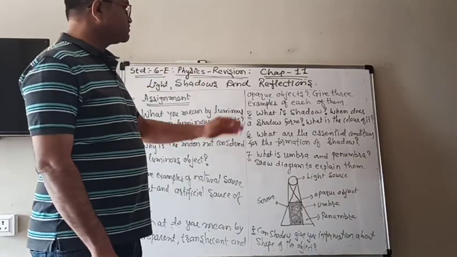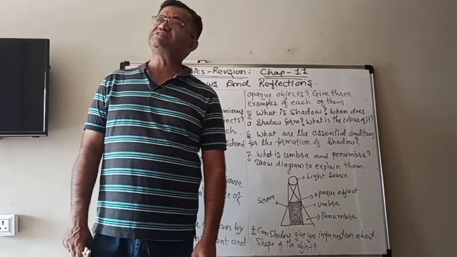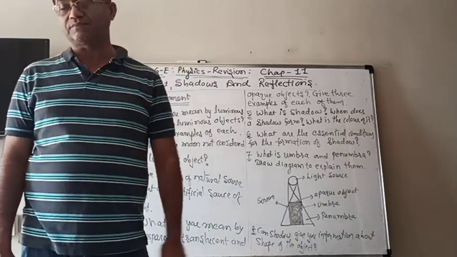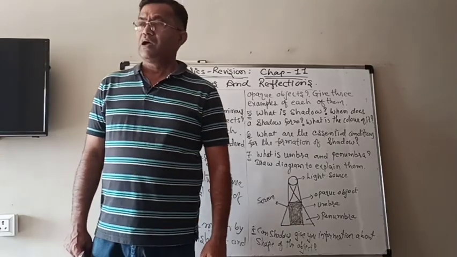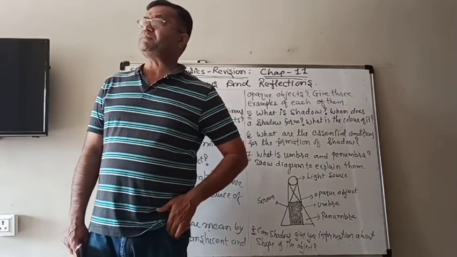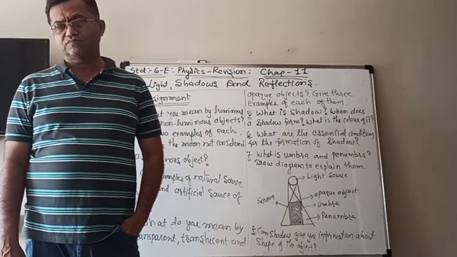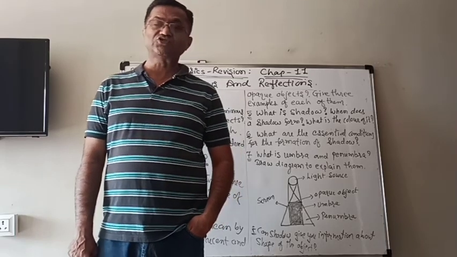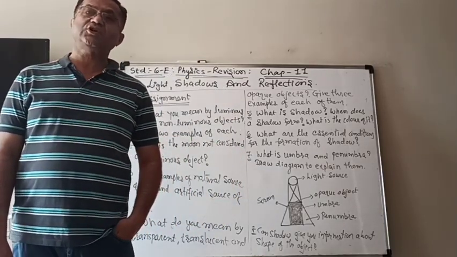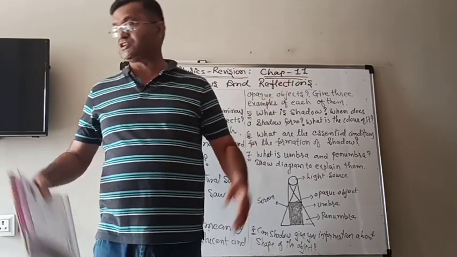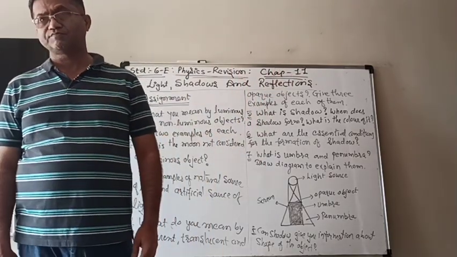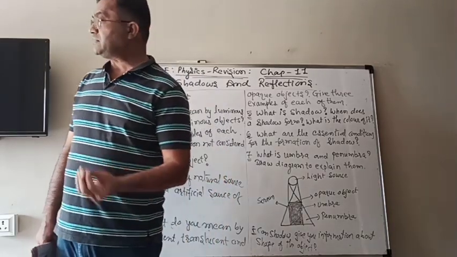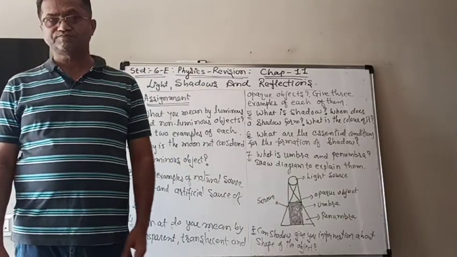Now, the shadow. Generally we see that light travels in a straight line. Sometimes when you go out, you find your shadow. Shadow is always in the opposite direction of the sun. If the sun is in the east, your shadow will be in the west, and so on. So now, why is the shadow produced?